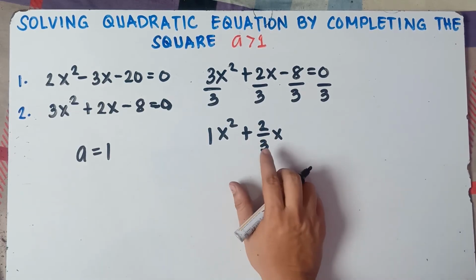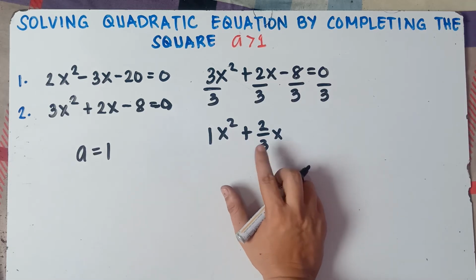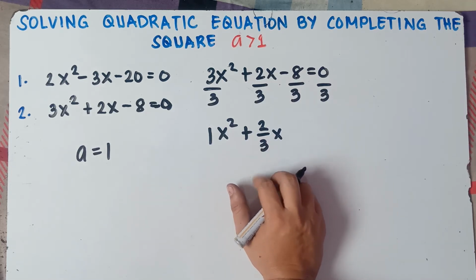So check, class, can we divide the fraction? Nope, we cannot divide. 2 divided by 3, that cannot be. So we will get a decimal answer, and you're not allowed, class, to have a decimal answer. So check if we can reduce. Can we reduce 2 over 3? Nope, we cannot reduce.